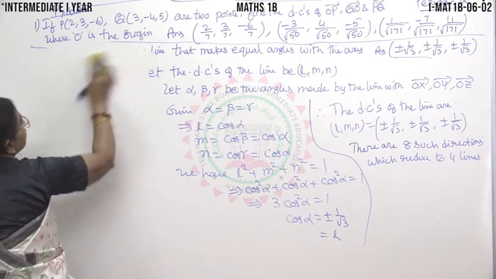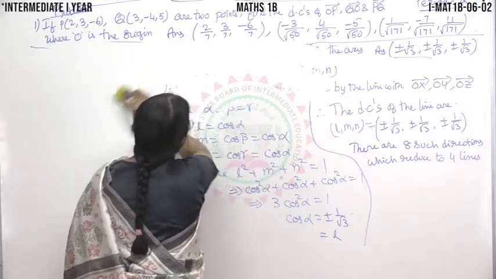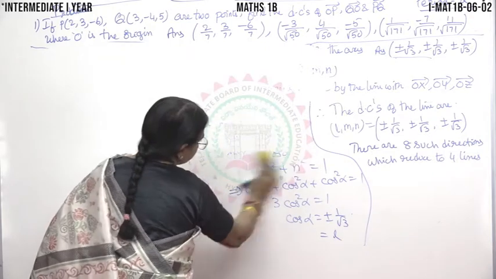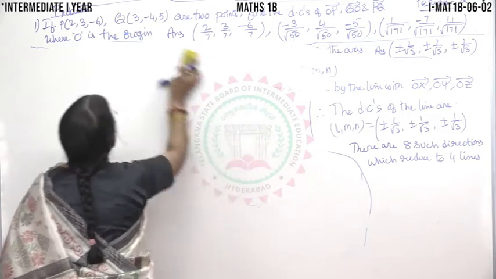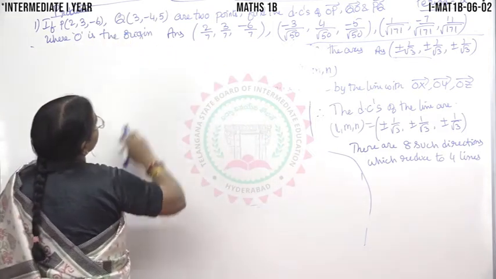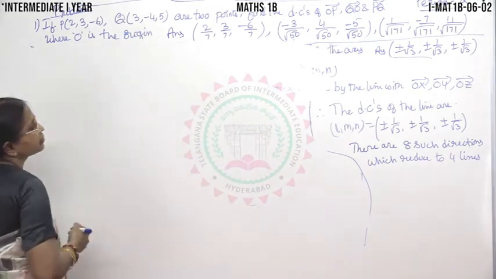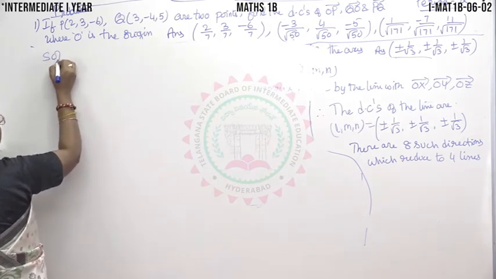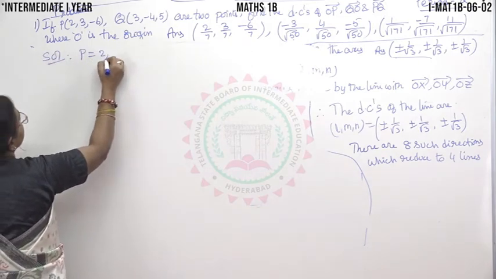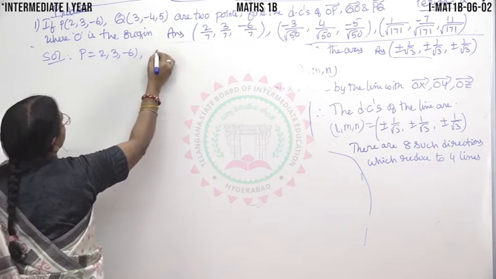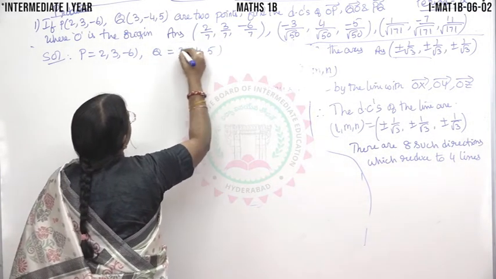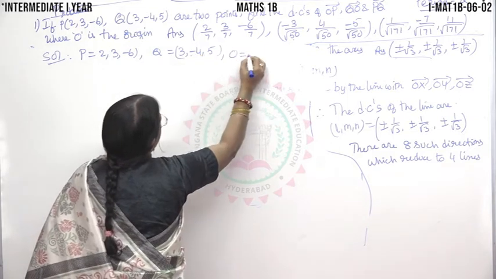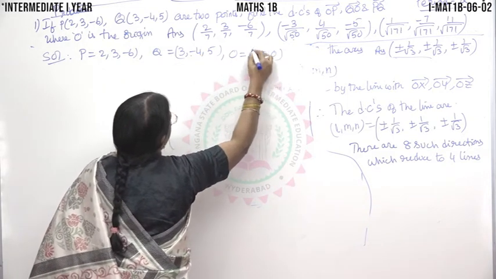You can just try. I'll do the first one or two, and you can do the third one. Okay, so P, Q are 2 points. Find the direction cosines of OP. You are given the P point as 2, 3, minus 6, the Q point as 3, minus 4, 5, and then the origin O is 0, 0, 0.